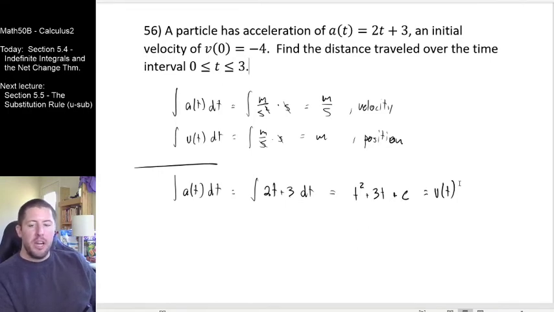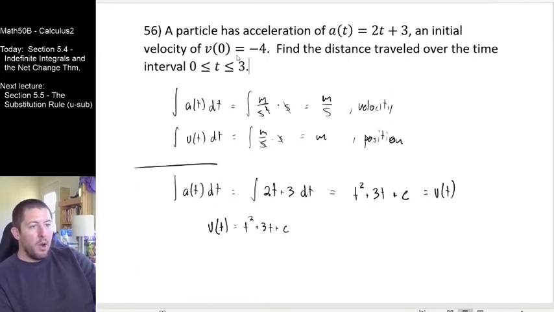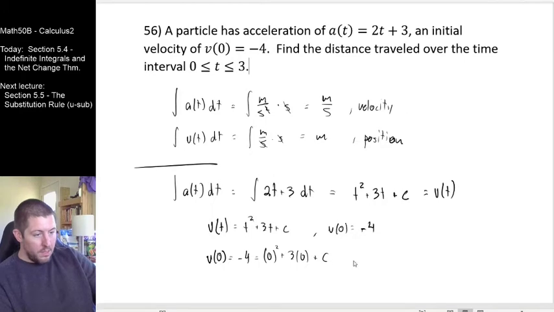So this is a generic velocity function, but my problem is I don't want to see c in my velocity function. Well, great news for us. We can now apply our initial condition to help figure out what value c must be taking on. We know that v of t is t squared plus 3t plus c. I'm going to apply the initial condition: v of 0 equals negative 4, and therefore negative 4 equals 0 squared plus 3 times 0 plus c, and that tells me that c must be negative 4.